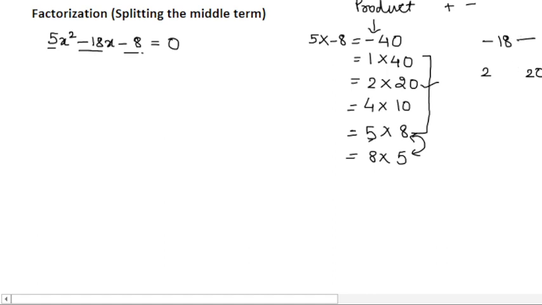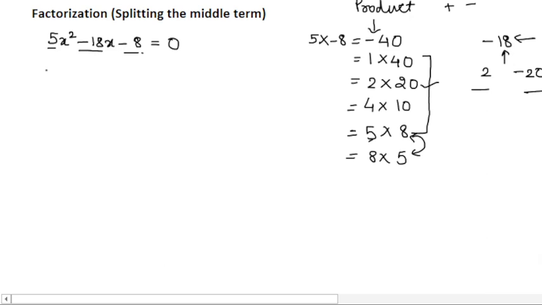For that, you need to look at the sum of your numbers. If the sum of your numbers is negative, the negative sign is always put in front of the larger number of these two. The larger number is 20. So this is -20 and this becomes +2. Now you can check it. -20 plus 2 gives you -18. So this is the correct combination of numbers that we were looking for.